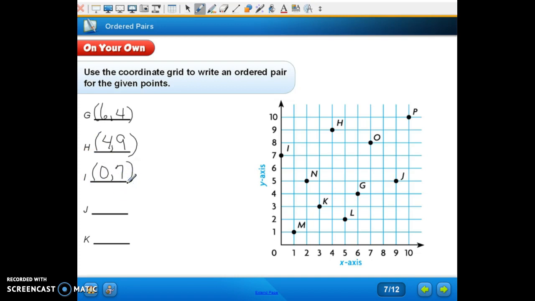J. Over 9, up 5. And K. Parker, what is it? Well, we're going to go over first. Over 3, up 3. Even though it's 3 and 3.